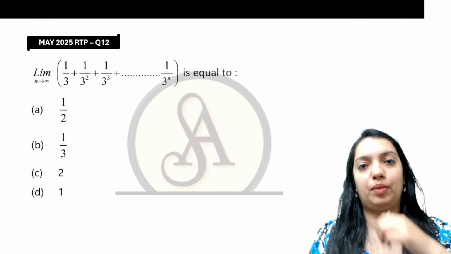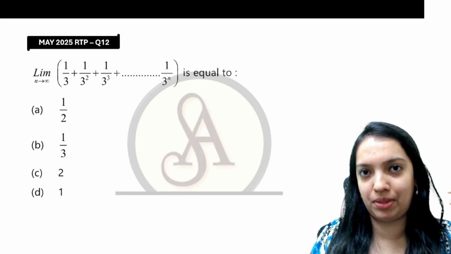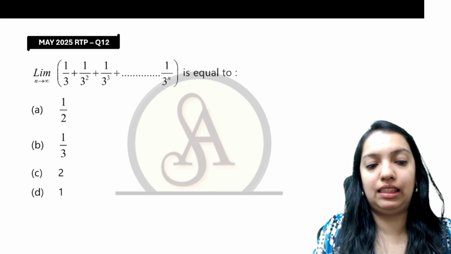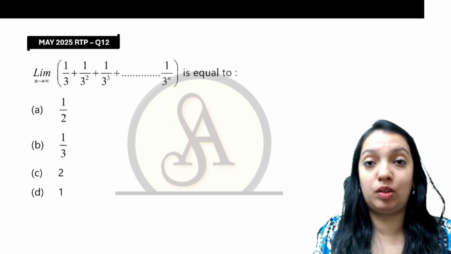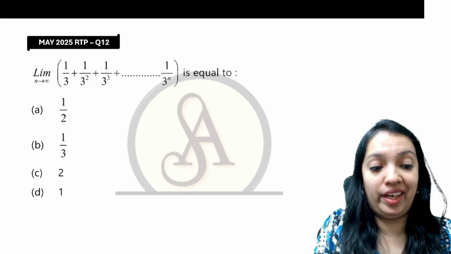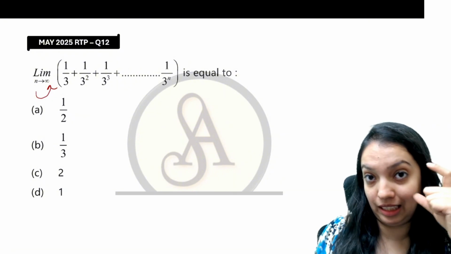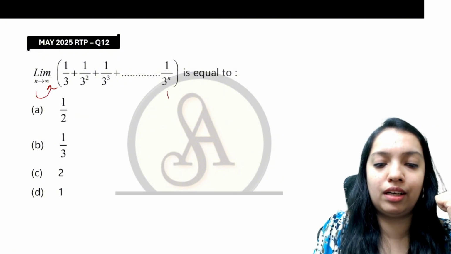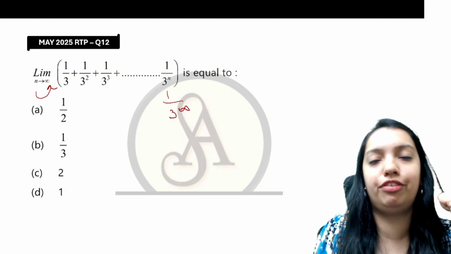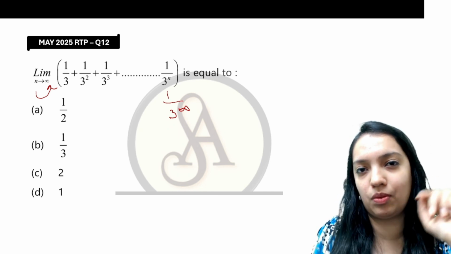Next question is from limits, but this question has a connection with the AP GP chapter as well. Look at this limit: 1 by 3, 1 by 3 square, 1 by 3 cube, dots till 1 by 3 power n, where n tends to infinity. That means I can stop. The last term will almost look like 1 by 3 to the power infinity, correct? And what do you mean by 1 by infinity? That is equal to 0.